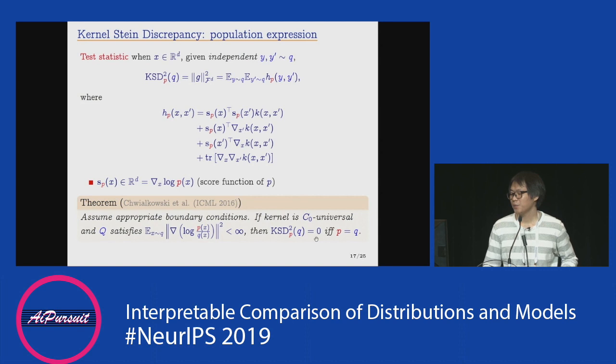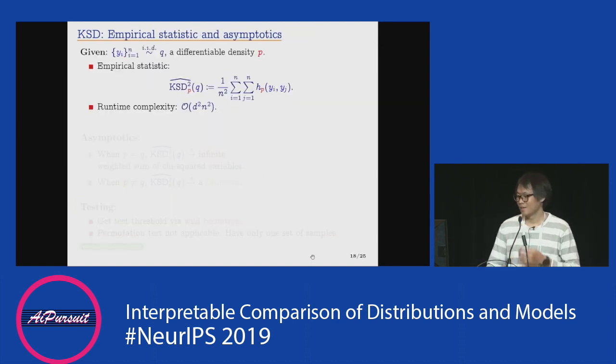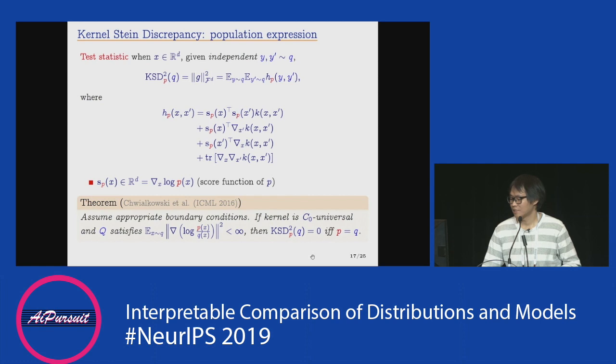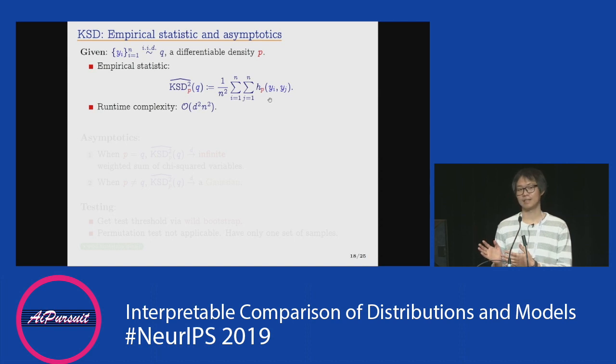So, how do we actually run the test? Look at this form here in the first line. In practice, remember that we observe one set of samples from q, so we get Y1 to Yn. We can simply replace the population expectation here with an empirical average, and you are done. That is the estimator shown here. This is KSD hat, your test statistic for goodness of fit testing. The complexity of this is d squared n squared. The n squared can be easily seen because you have double sums here. The d squared comes from taking the gradient.